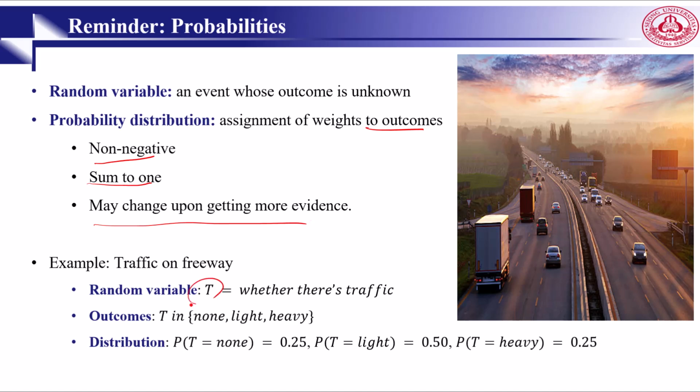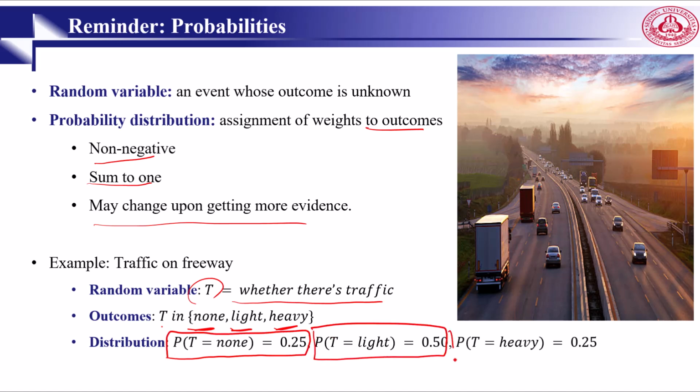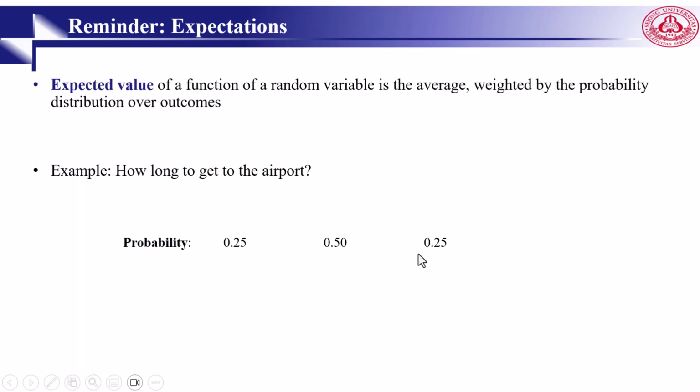We have a random variable T, whether there is traffic, like heavy traffic, light traffic, something like that. So T is no traffic, light traffic, and heavy traffic, right? So the probability of no traffic is 25%, the probability of light traffic is 50%, and the probability of heavy traffic is 25%, right? In probability, we also learned that the expected value of a function of a random variable is the average weighted by the probability distribution of our outcomes, right?